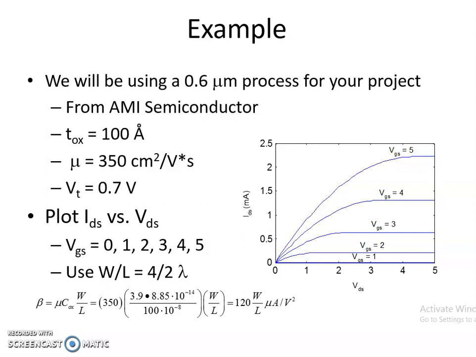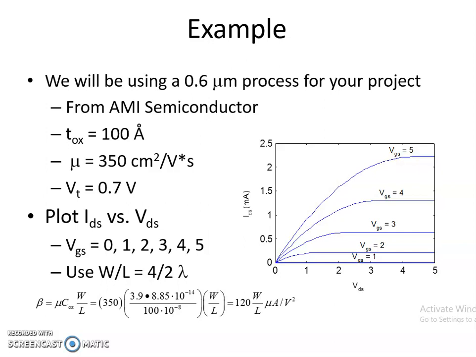Then if we solve, β becomes μ Cox W/L, so it will be given as 120 W/L microampere per volt square. Then putting that in, we will get such characteristics. For VGS equal to 0, the output current will be 0. For VGS equal to 1, there will be very little current, and as VGS increases, the characteristics improve, and after a certain time the current saturates for every value of VGS.